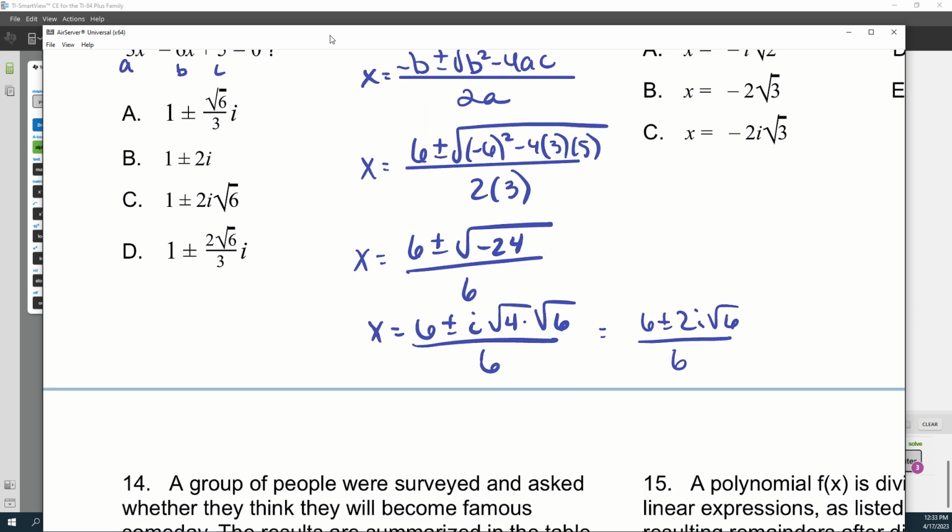Now, none of those are the answers. And so what someone has done is divided each of those by 6. So when you divide 6 by 6, you're going to get 1. And then 2 divided by 6 is 1/3. And they have the i in a little different order than I do, but the answer is just going to be A.